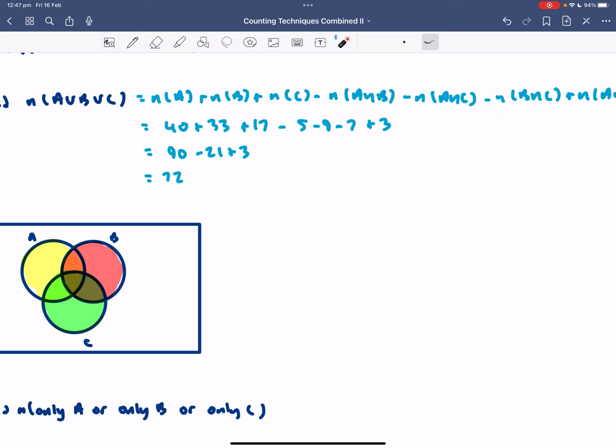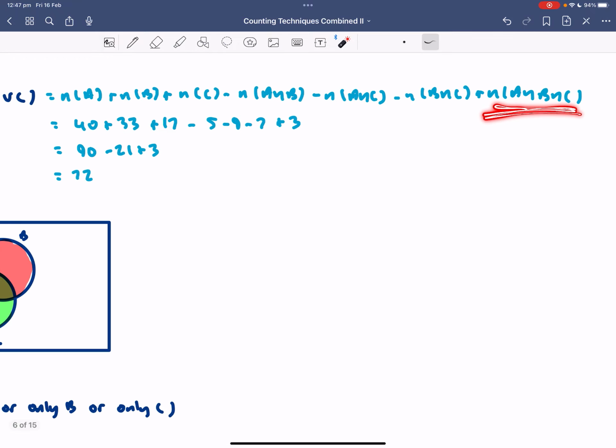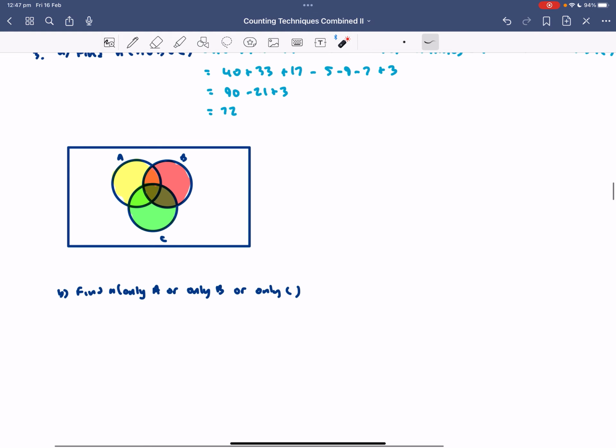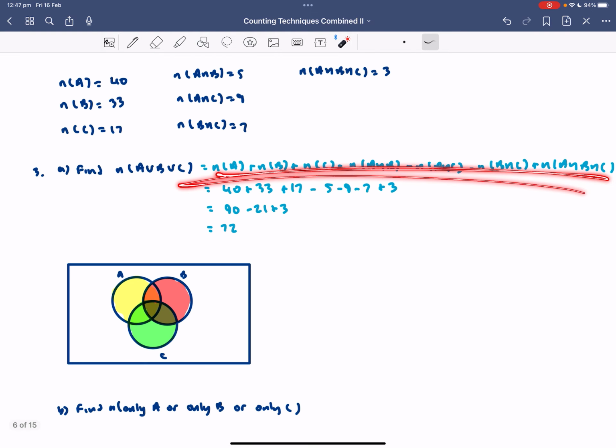But now you'll realize by minusing this away, and this away, you've minused the middle bit 3 times. So you included it 3 times when you did this, this, and this, and you minused it away 3 times. That's why we have to re-add the triple intersect one more time to get the final answer. So that's the basis behind the inclusion-exclusion principle formula for 3 events.